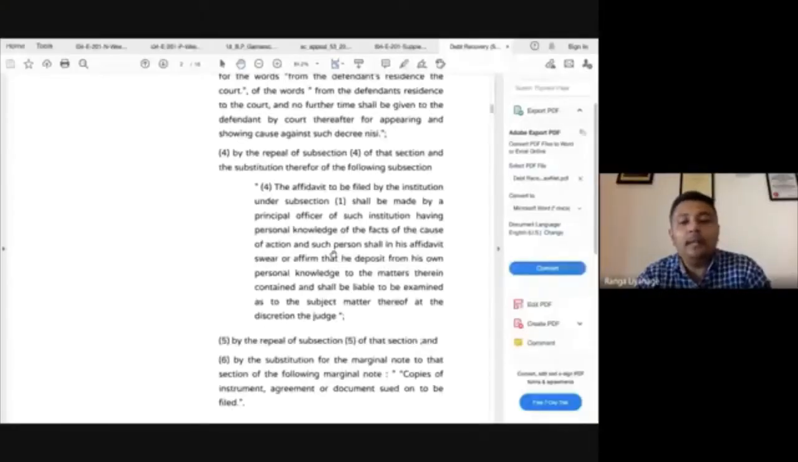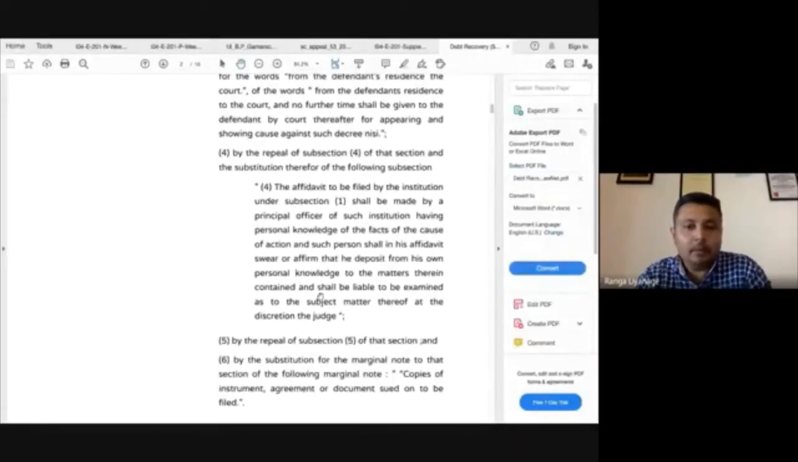Here again is an important provision: the affidavit to be filed. You remember we said that under subsection 1 of section 4, you need to file an affidavit. Not anyone can file an affidavit. It should be the principal officer of the bank who files the affidavit, with personal knowledge of the facts of the cause of action, swearing that he deposes from his own personal knowledge the matters mentioned in the claim.